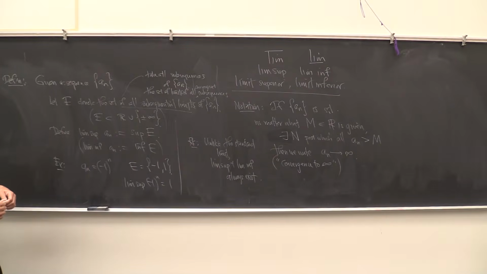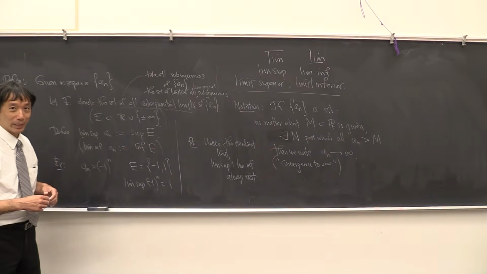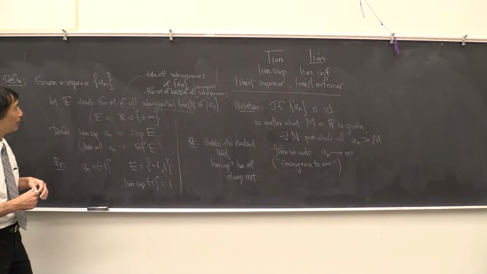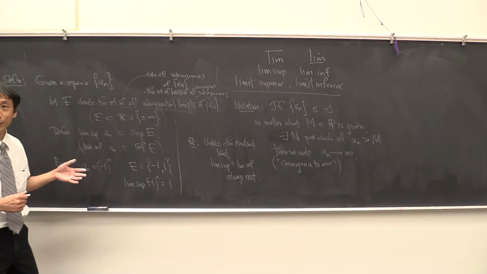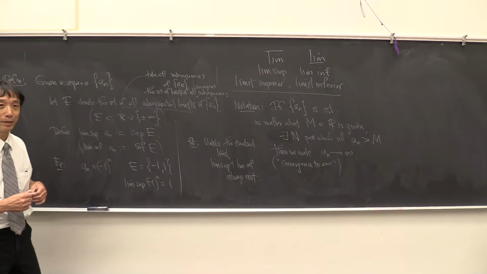Yeah, so the thing that's a little problematic is the empty set that you mentioned. Is it possible for the set of subsequential limits to be empty? Can anyone see why it's not possible for it to be empty?